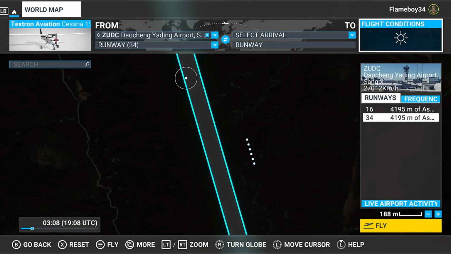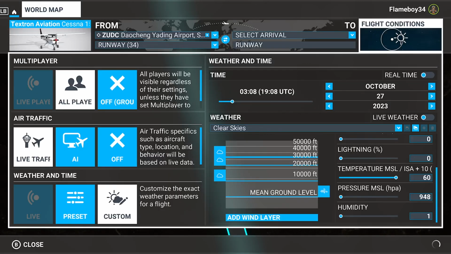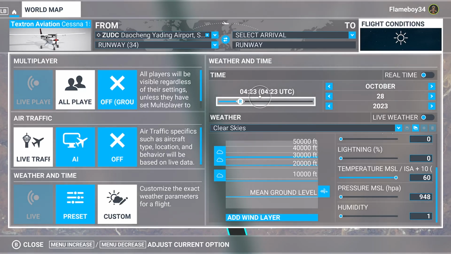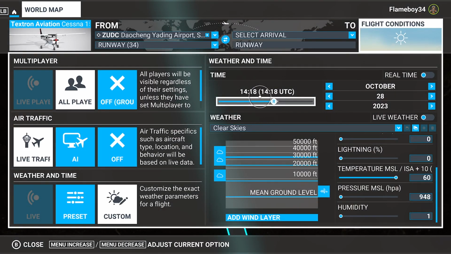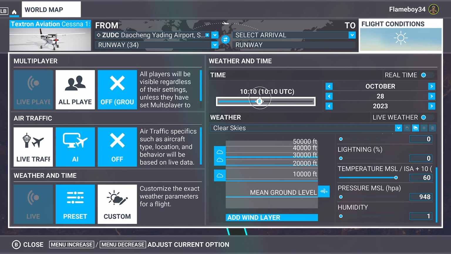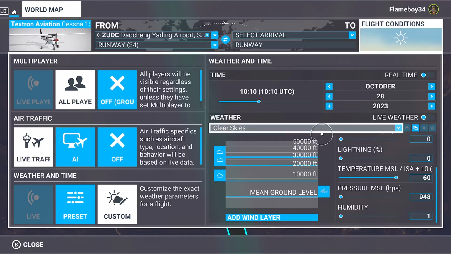Okay, so we are at Daocheng Airport in the mountains of China. I've tried to do this about 3 times now on the stream, just to get it right. The temperature is at 60 degrees. Let's just get a time read so we can actually see what's going on as well. Okay, the pressure is at 948 millibars.